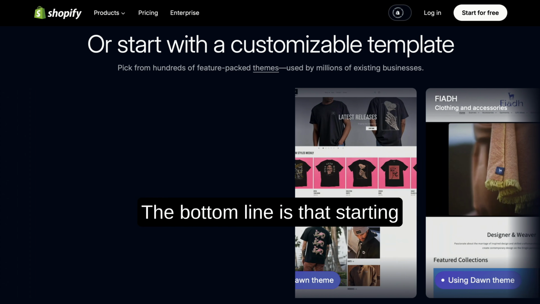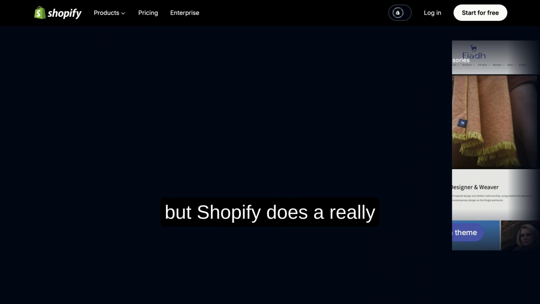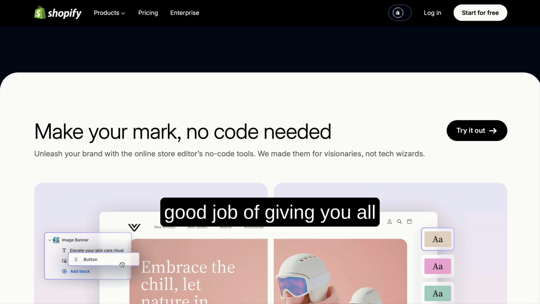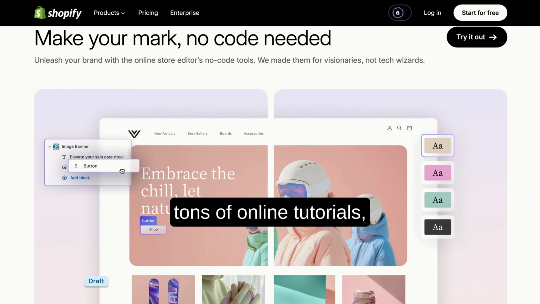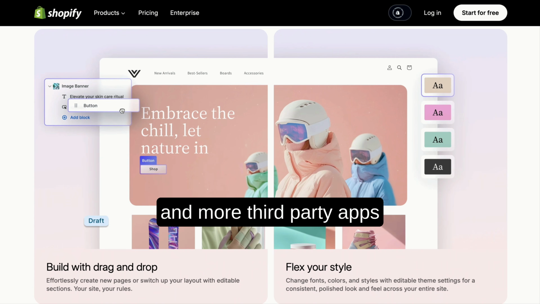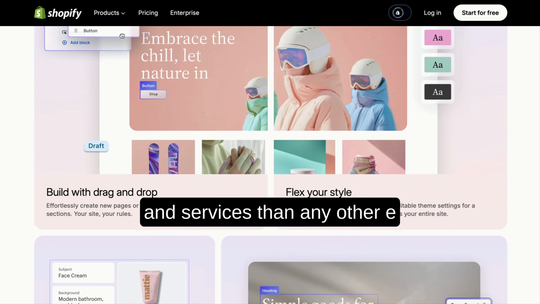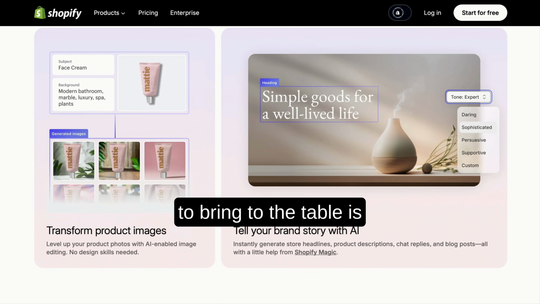The bottom line is that starting your Shopify trial account might feel intimidating at first, but Shopify does a really good job of giving you all the tools you need to succeed. You've got world-class support, tons of online tutorials, a huge community of store owners, and more third-party apps and services than any other e-commerce platform out there. The only thing you really need to bring to the table is your commitment to learning and staying consistent.